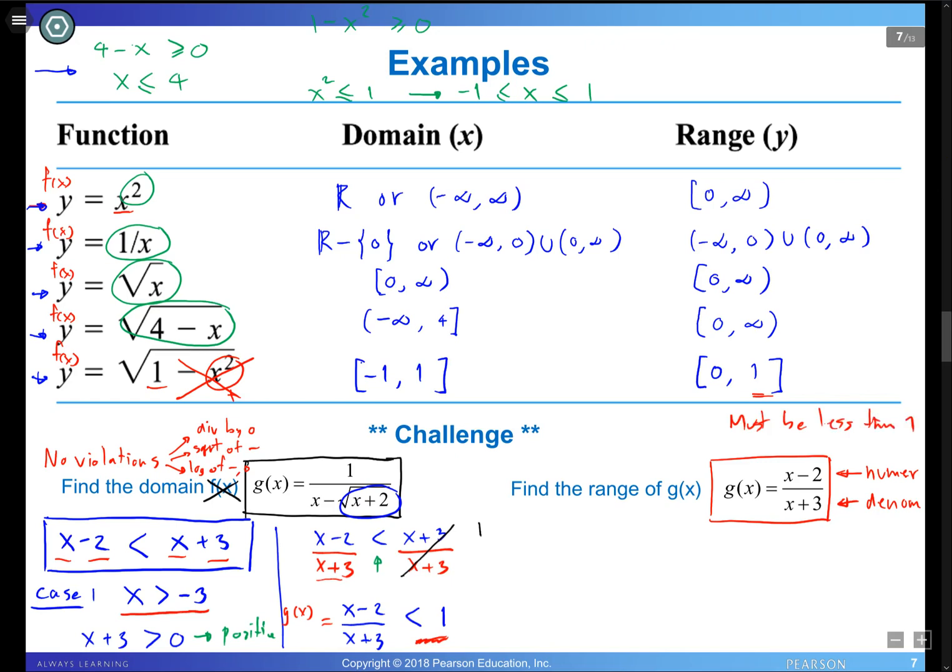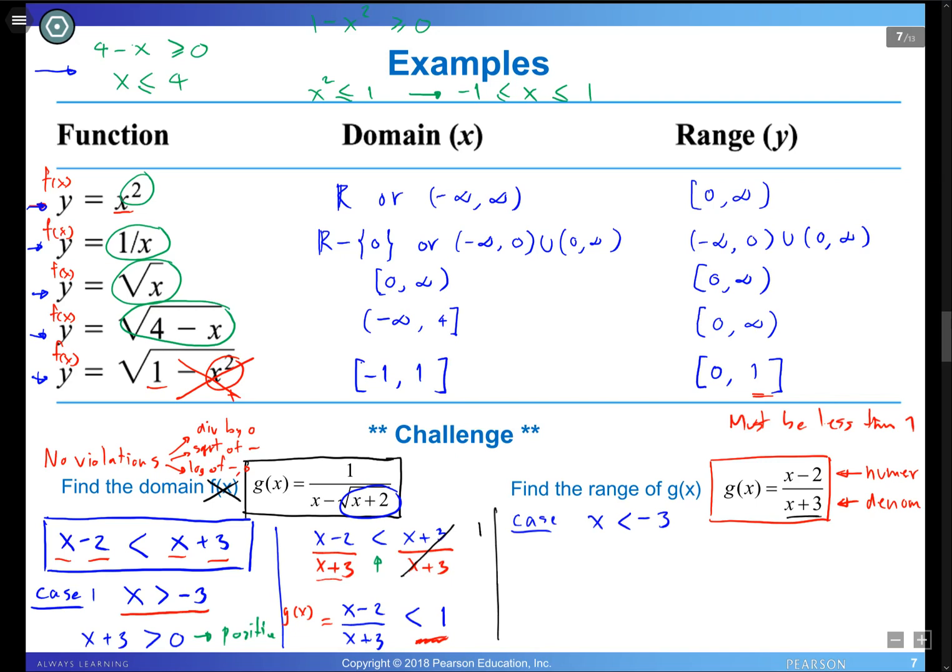Alright, now I only considered the first case. What about the case when x is less than minus 3? Let's check on that. Oh, by the way, can x be equal to minus 3? As you can see here, if x equals minus 3, the denominator becomes 0 and we have a violation. So I don't need to check when x equals minus 3. So I need to check the second case when x is less than minus 3.